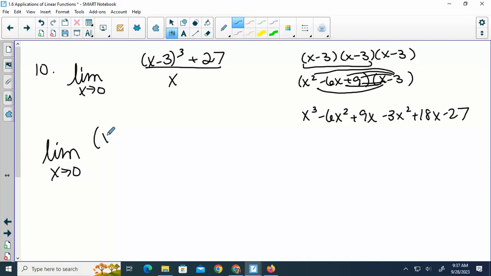So that gives me an x cubed minus 9x squared plus 27x minus 27. And we still have that plus 27 on the end. So all I did is I took this, multiplied it out, and got it here.